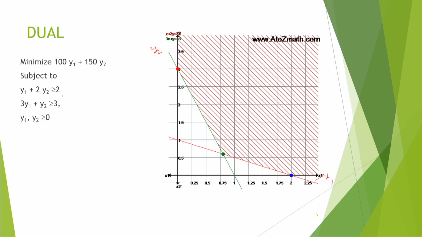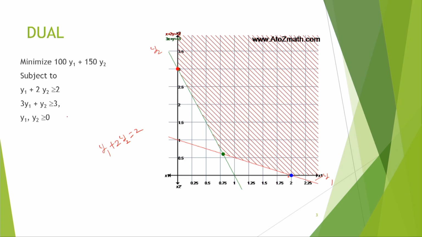The constraint is y1 plus 2 y2 greater or equal to 2. Suppose we make a line y1 plus 2 y2 equal to 2. How to draw this line: at y2 equal to 0, y1 equal to 2, so at 2 I made a point. If y1 is equal to 0, then y2 is equal to 1, so at 1 I made a point and joined them with this red line. You have to be greater than on that side, so that means you have to be away from the origin.